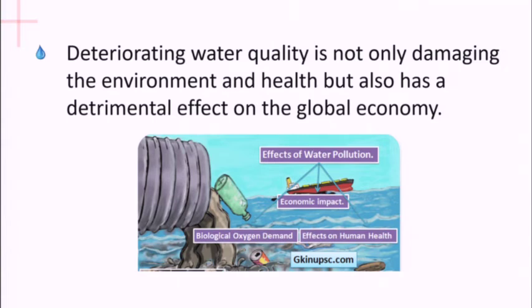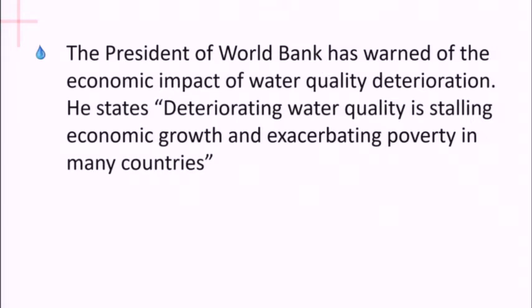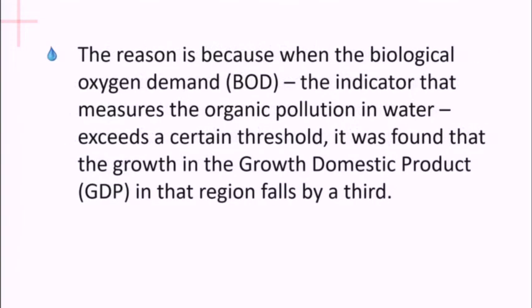Deteriorating water quality is not only damaging the environment and health, but also has a detrimental effect on the global economy. The president of World Bank has warned of the economic impact of water quality deterioration. He states deteriorating water quality is stalling economic growth and exacerbating the poverty in many countries. The reason is because when the biological oxygen demand, the BOD, the indicator that measures the organic pollution in water, exceeds a certain threshold, it was found that the growth of GDP, that is gross domestic product, in that region falls by a third. Pollution of the water is from industries, mining operations, agriculture, domestic waste, to name a few.